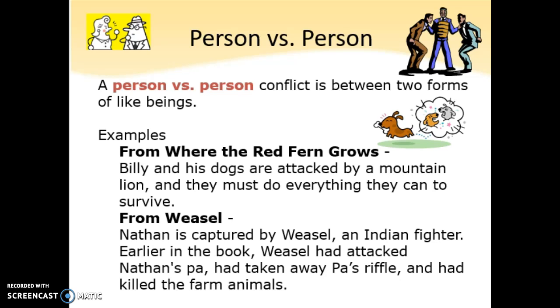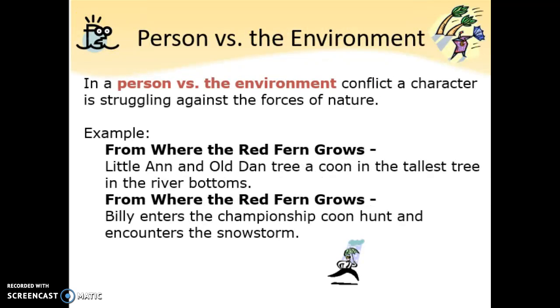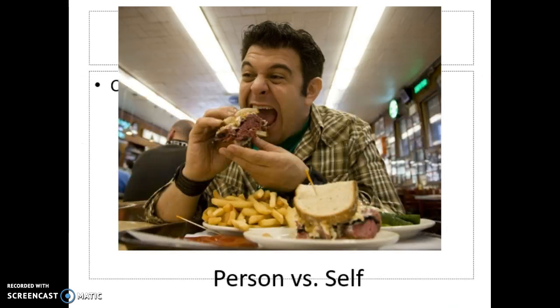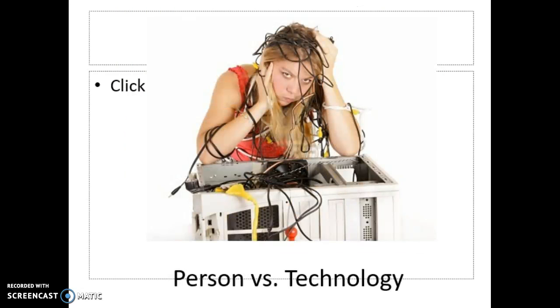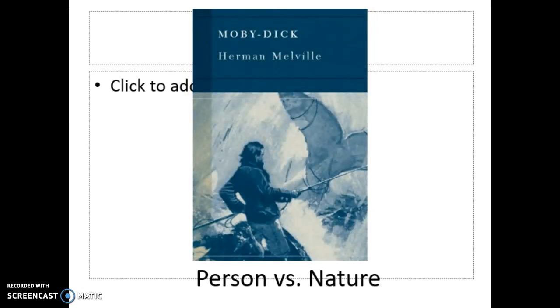So here you have person v person. It's between two forms of like beings. Person v self. It's between a character and him or herself, a personal problem. Person v environment, often described as person v nature, and person v technology. Here's an example of person v self, person v technology, person v person, and person v nature.